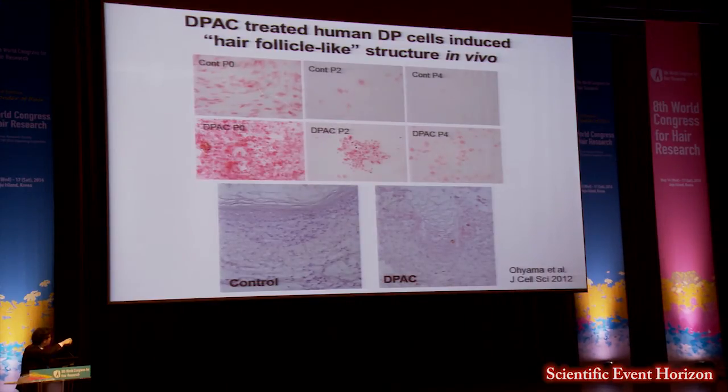You can see that in this case, alkaline phosphatase expression was partially maintained when treated with DPAC. But if you perform the hair reconstitution sandwich assay using cell aggregates from conventionally cultured human dermal papilla cells with DPAC-restored dermal papilla cells, we can get some hair follicle-like structures, but they are actually not the hair follicle.